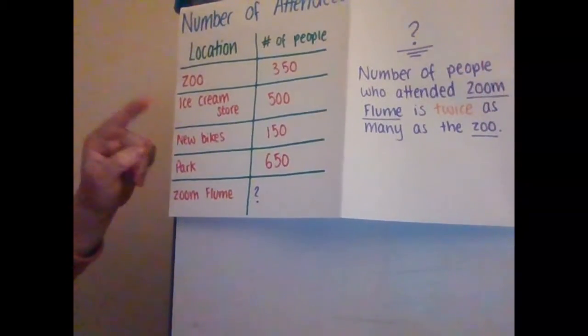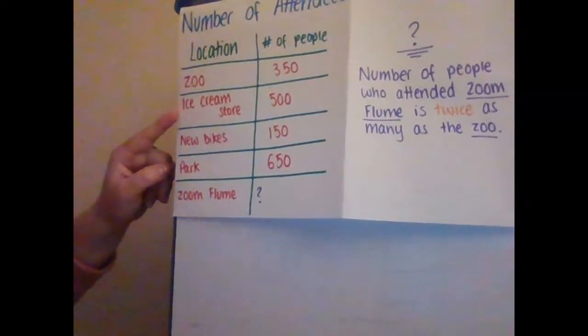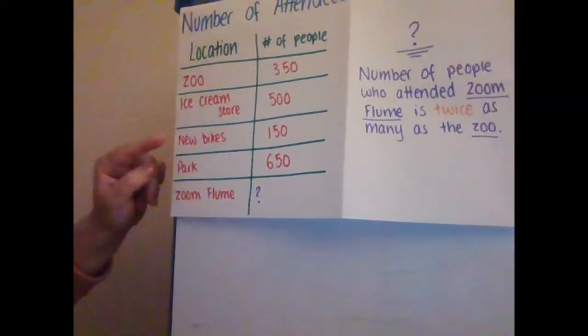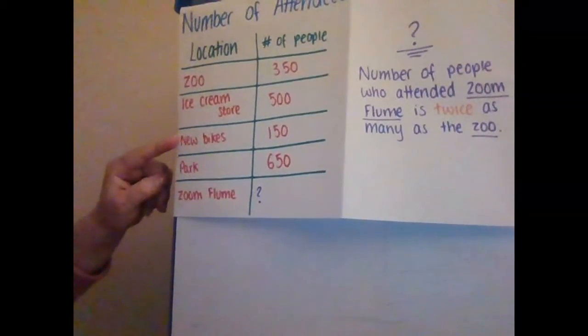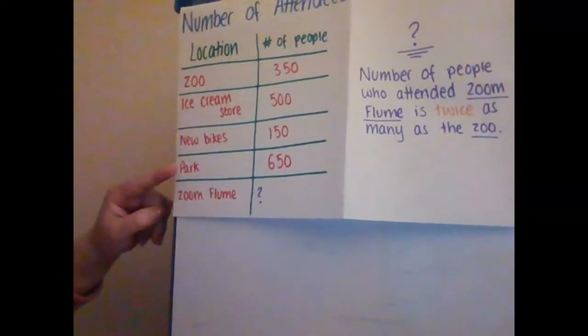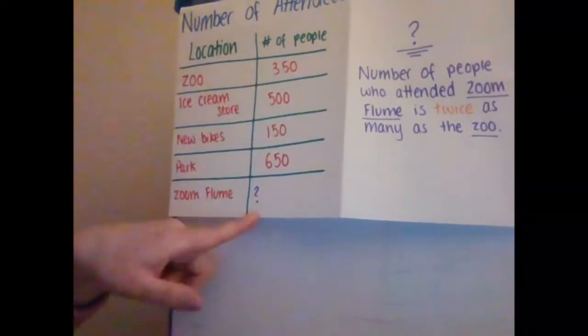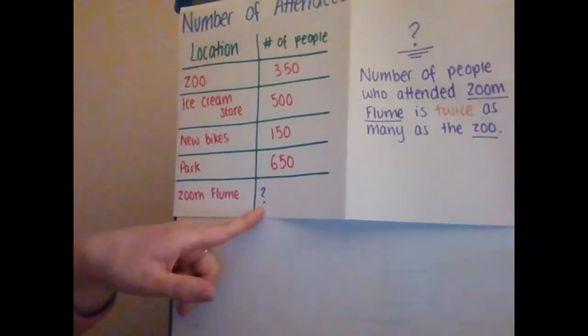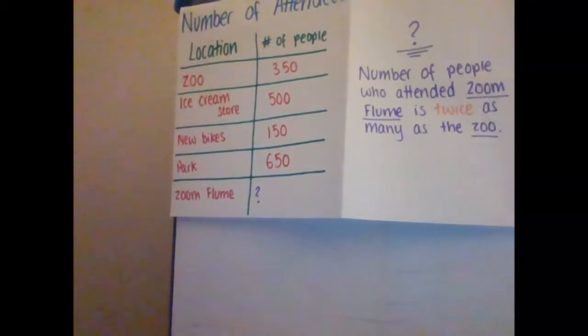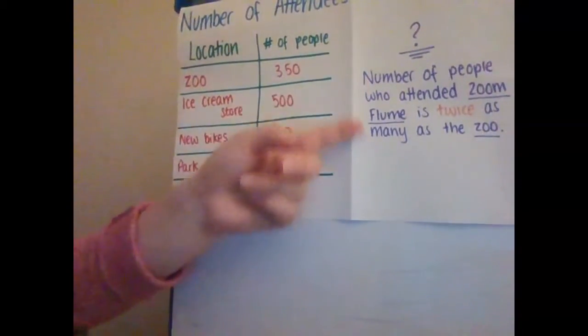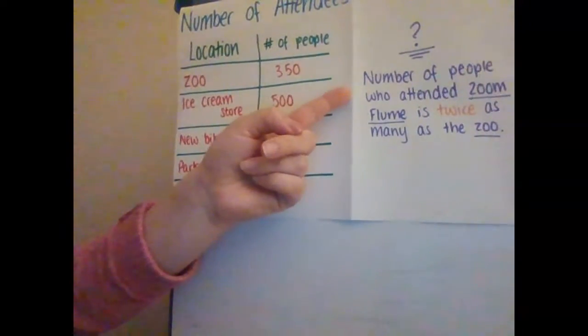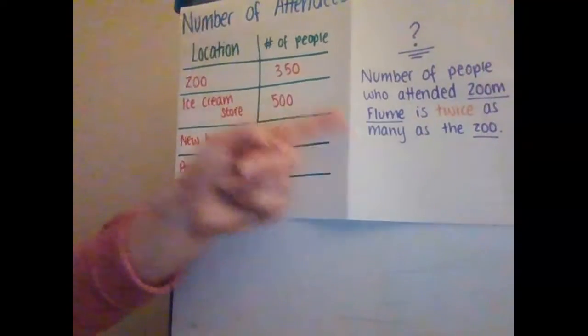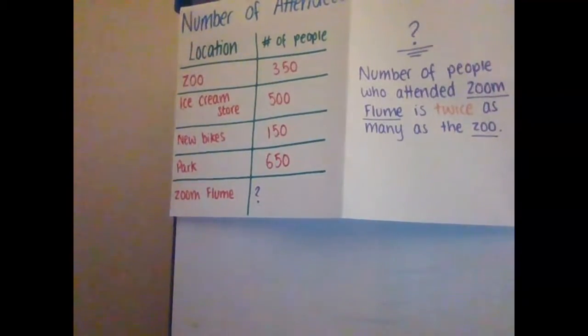Okay. 500 people went to the local ice cream store. 150 people bought new bikes. 650 people went to the park. We don't have a total for the number of people that went to Zoom Flume. So it's telling me over here, the number of people who attended Zoom Flume is twice as many as the zoo. Okay, so how many people attended the zoo?